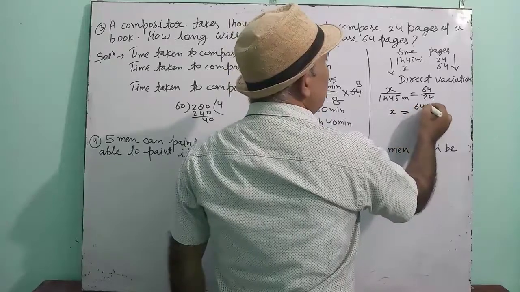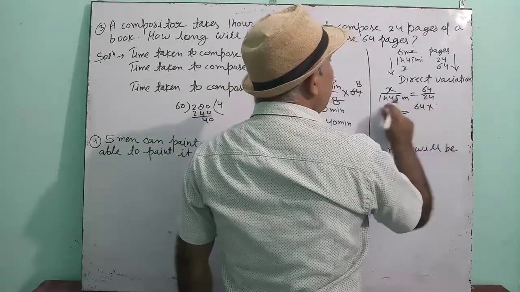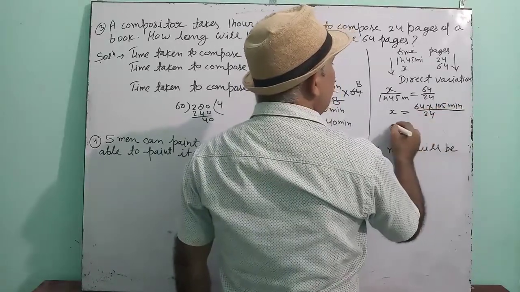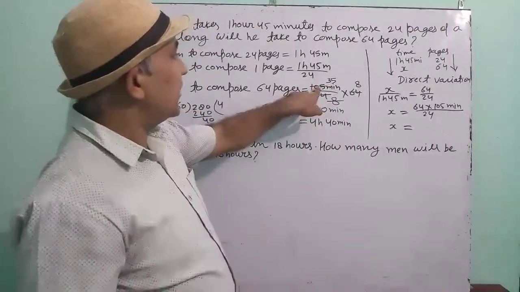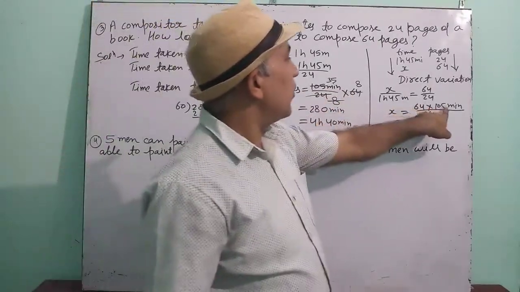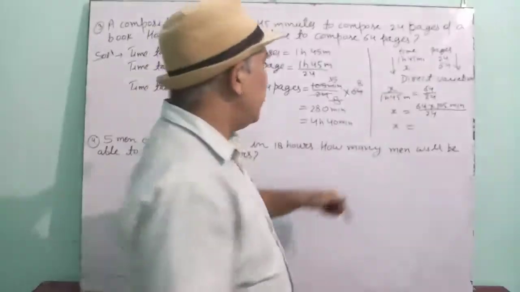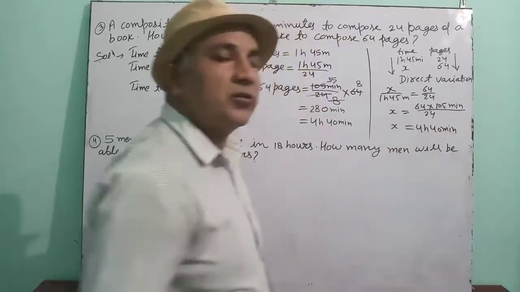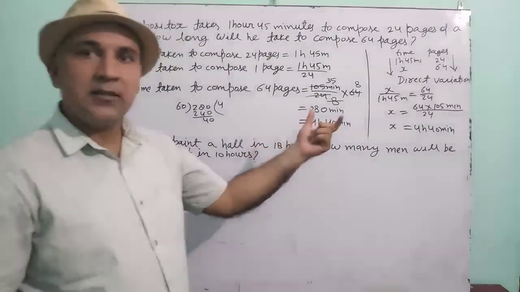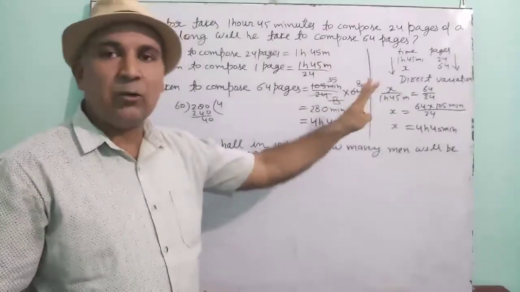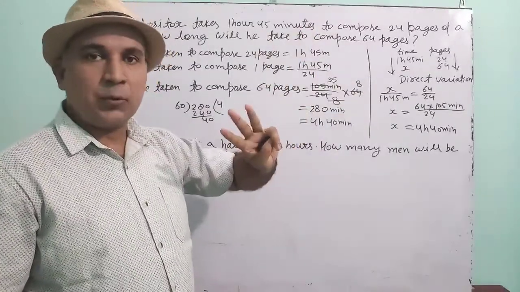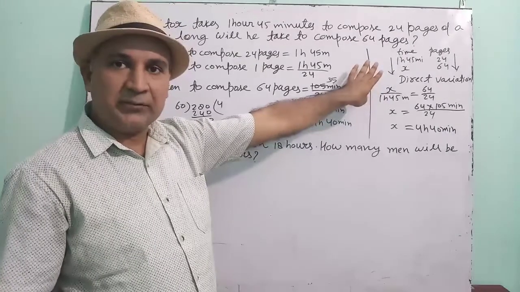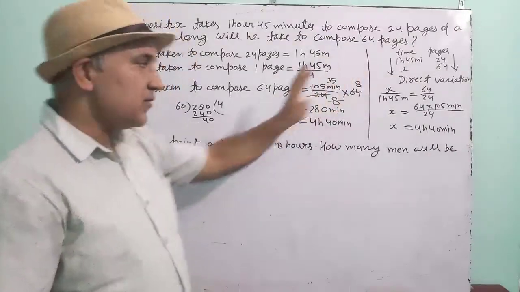So x is equal to 64 into 1 hour 45 minutes, means 105 minutes, upon 24. See this one. 105 into 64 upon 24. On solving you will get 4 hours 40 minutes. See the method. You can do it by any one out of 3. There are 3 methods I have told you. One is the unitary method, one is the ratio method, and this is the direct variation method. Okay? Is this clear? See once more.